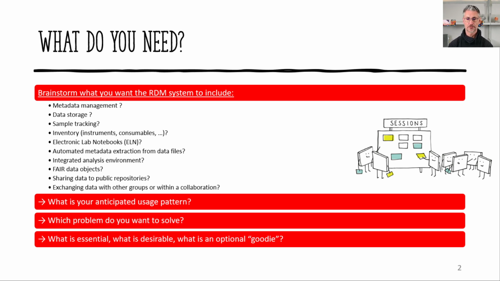So essentially it boils down to which problems do we want to solve. And then we need to make a list of what is really essential for us, what is desirable, and what would be nice to have, but it's really just an optional goodie. This is not a decision that can be made once and for all. It really depends on your specific needs within your research group. Of course, these needs may also change, and once you've started, reversing major decisions is difficult.